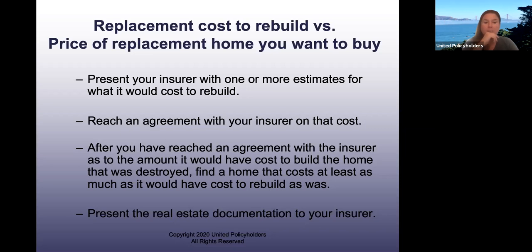So if you've already bought the house, you might know what the land value is. And it depends on your insurer. There's a lot of things. If you want to talk about that, let me know.